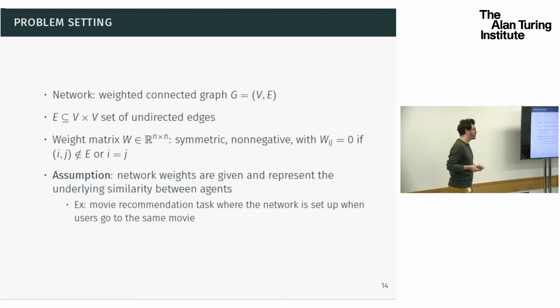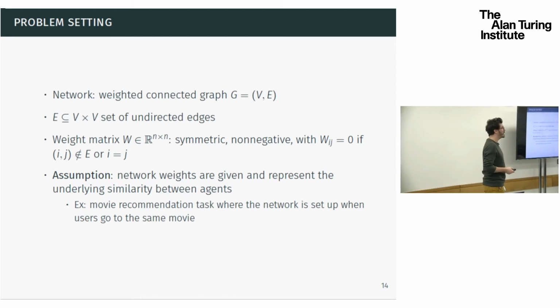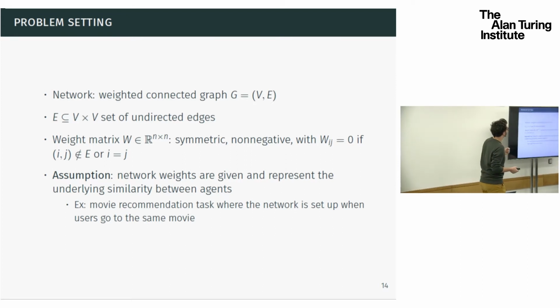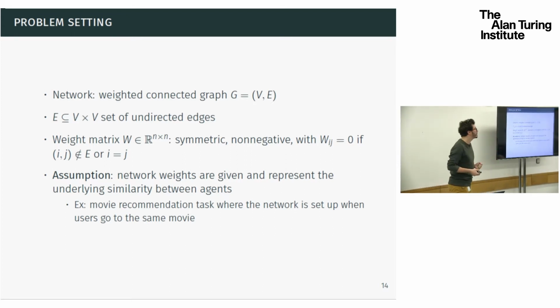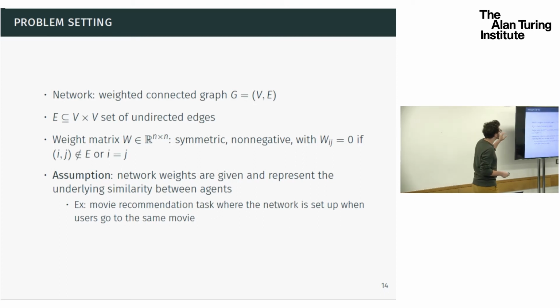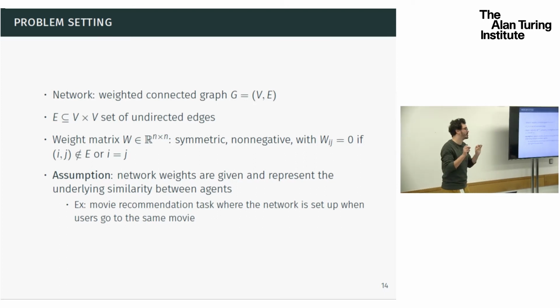To allow doing better than the baseline, I need to make some assumptions so that collaboration makes sense. And again, like I hinted at earlier, this is going to be through the network. I'm going to see the network as some kind of weighted connected graph G, where the edges are weighted by this matrix W. I'm going to assume it's symmetric, non-negative. The weight is 0 if the edge doesn't exist, and otherwise, this Wij indicates how similar the two users are in terms of objective.